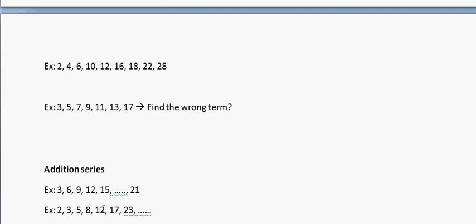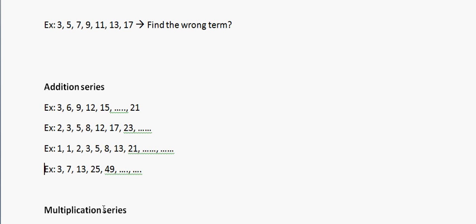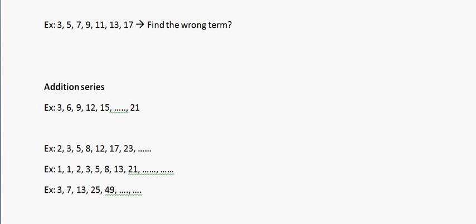The next series is addition series. Addition series are arithmetic series generally, arithmetic progressions, or there can be other sort of additions as well. So let's do few examples and then see how to approach these kind of series. The first one is very easy. It's 3, 6, 9, 12, 15, a simple arithmetic progression. The missing term is 18.